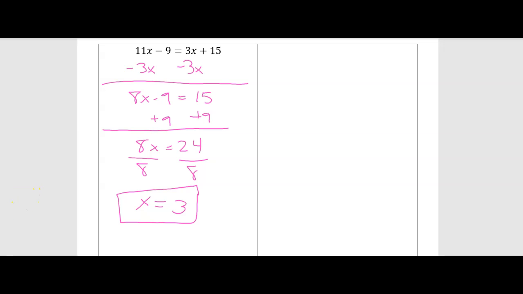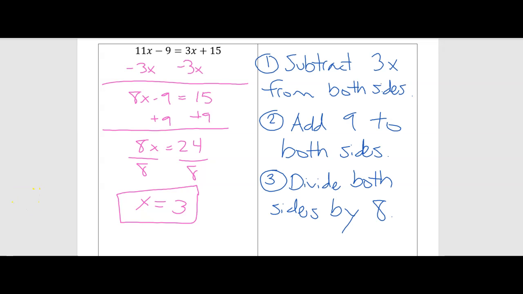All right, let's go ahead and write our steps. So again, our first step was to subtract 3x from both sides. Second step was add 9 to both sides. Then our third and final step was divide both sides by 8. So pretty straightforward one. Let's take a look at what we have next.